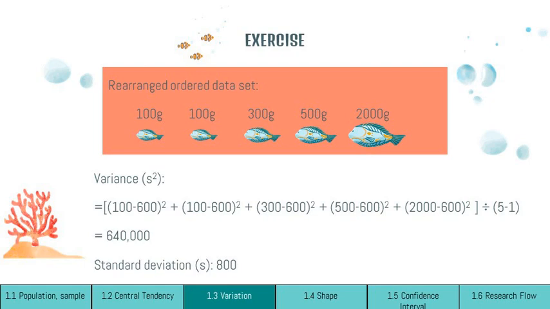This is the same example previously given. If you recall, the mean is 600, so to find the variance, you take (100 minus 600) squared plus (100 minus 600) squared plus (300 minus 600) squared plus you go on and on. Then you divide the sum by 5 if it's a population. But if it's a sample, you divide by 5 minus 1, which is 4. You'll get the variance to be 640,000. So to find the standard deviation, you simply square root that value and you'll get 800.